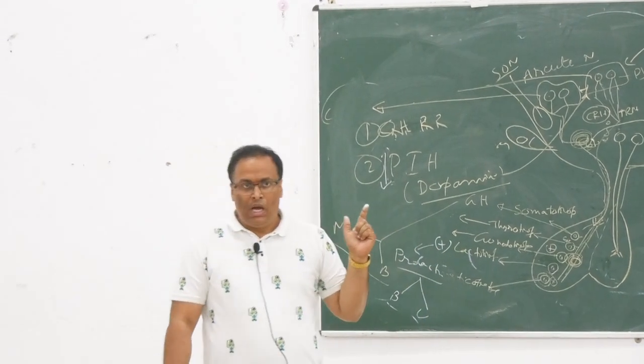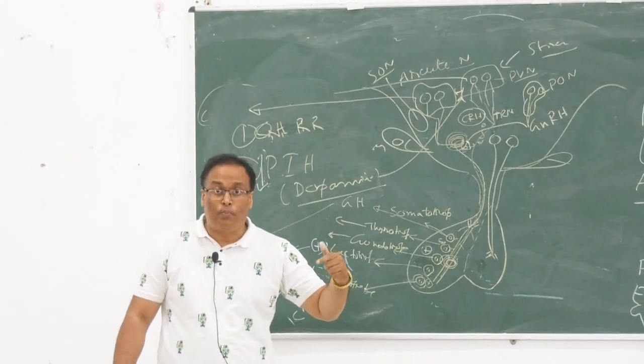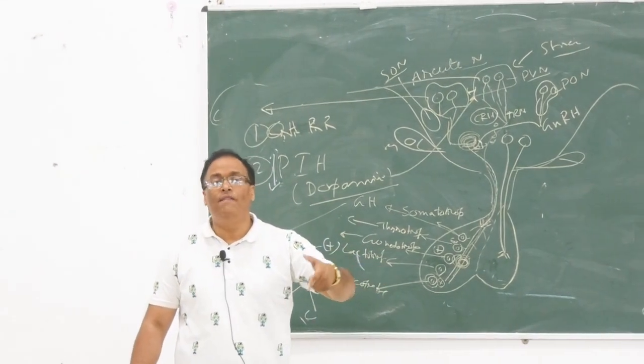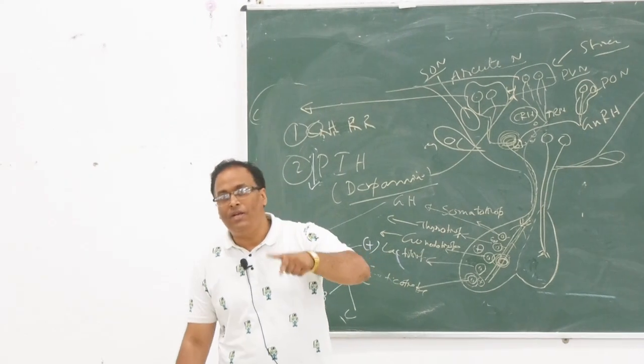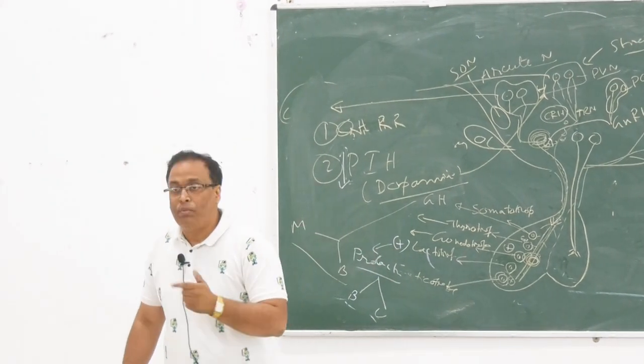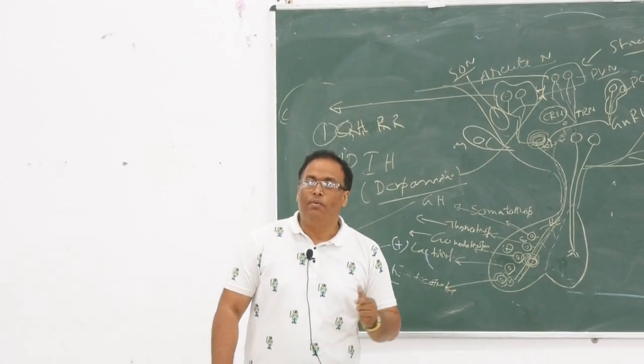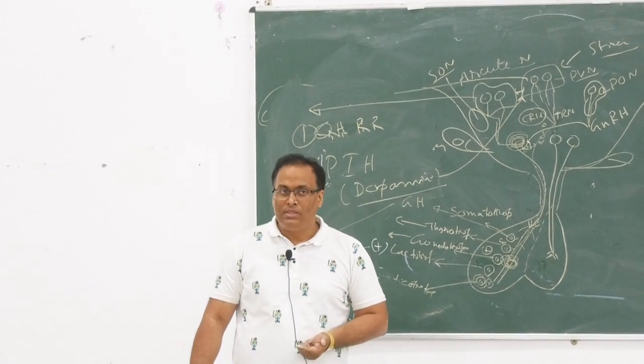Trope. And releasing hormone is always tropin, and then inhibiting hormones. Both releasing and inhibiting hormones are coming from the hypothalamus.